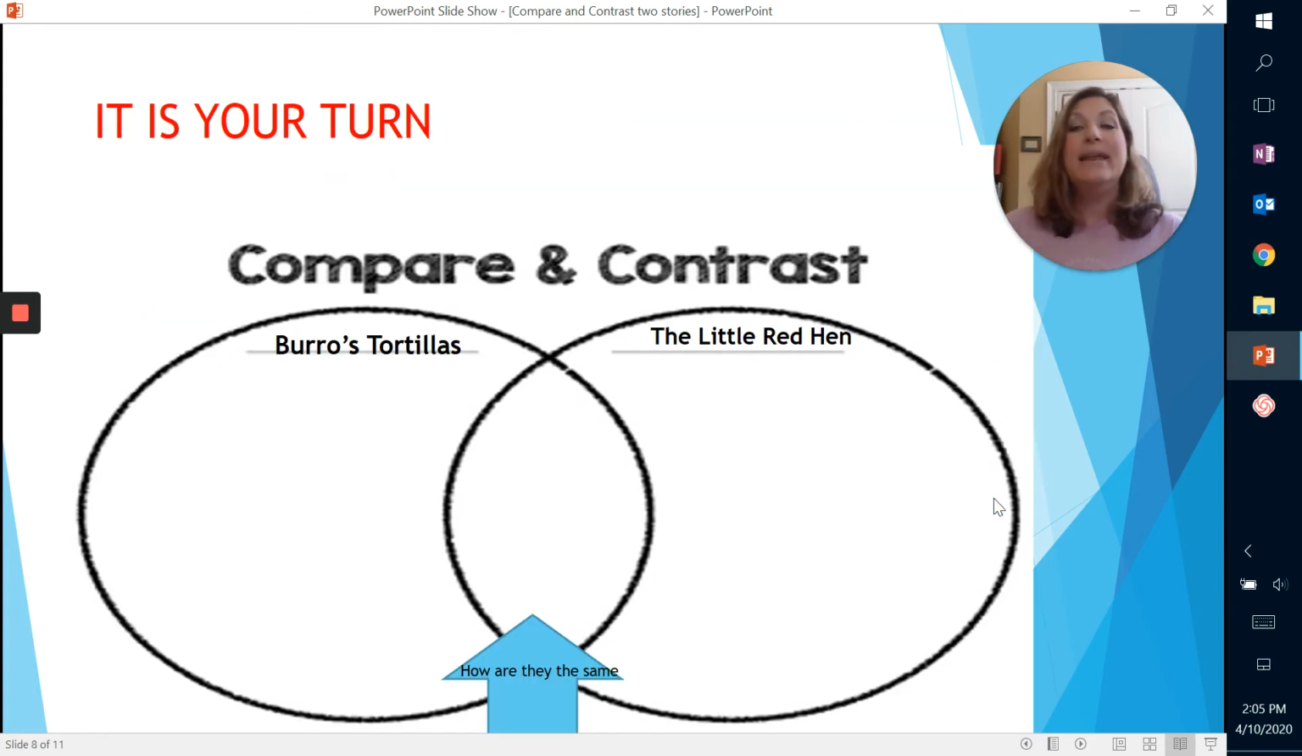All right, it is your turn now. All those fun things that you just wrote down, the characters and the events, now you get to use your Venn diagram. You're going to compare and contrast. So in the Burro's Tortillas, you realize that the Burro was the one that went and picked the corn. And in the Little Red Hen, you discovered that Little Red Hen was busy working and picked the wheat. So you are going to actually write down.